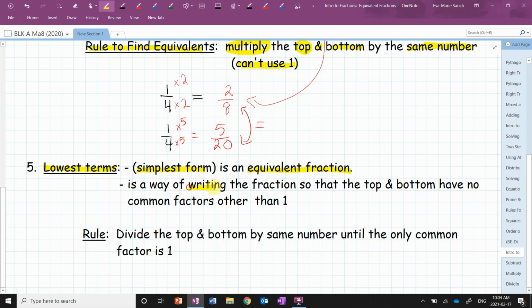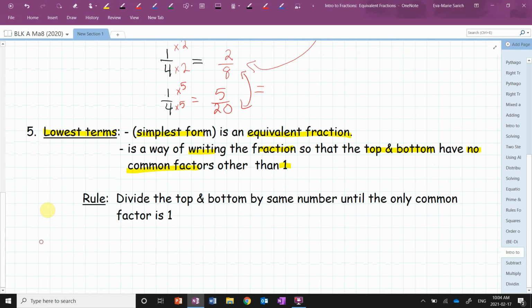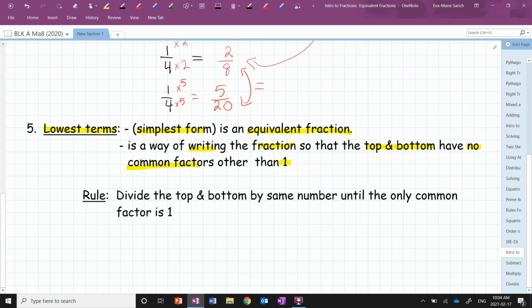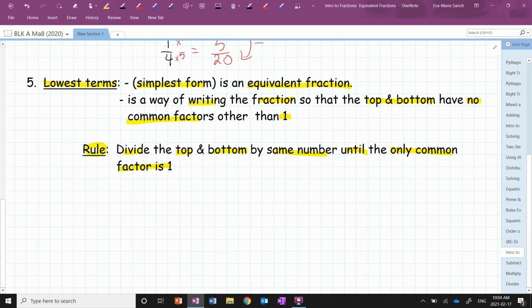It is a way of writing the fraction so that the top and the bottom have no common factors other than 1. Well, what does that mean? We can't divide the top and the bottom by anything other than 1. So the rule for doing this is to simply divide the top and the bottom by the same number until there's only a common factor of 1. Okay, so let's look at some examples for that.